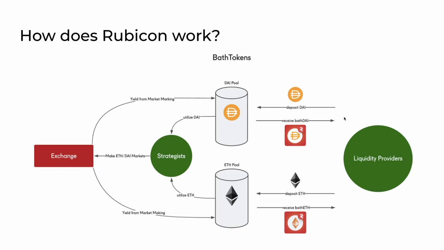Okay, so you're a liquidity provider over here, and you show up with Ethereum. You deposit your Ethereum into the Rubicon protocol just by simply clicking a couple of buttons. You'll then receive a token called BathEth. Each token on the Rubicon platform has a Bath version of itself, such as BathDai or BathEth. So it's important to note that these Bath tokens are not one-to-one with the non-Bath token. So 1 BathEth does not always equal 1 ETH.